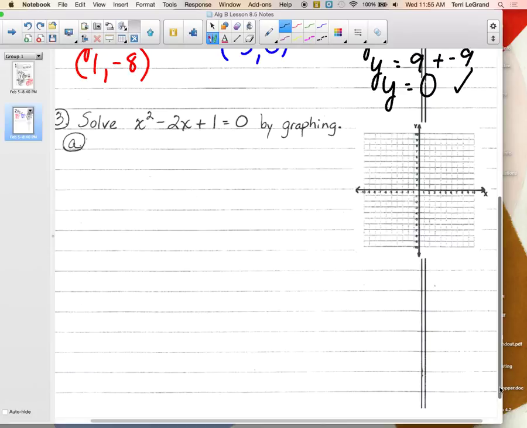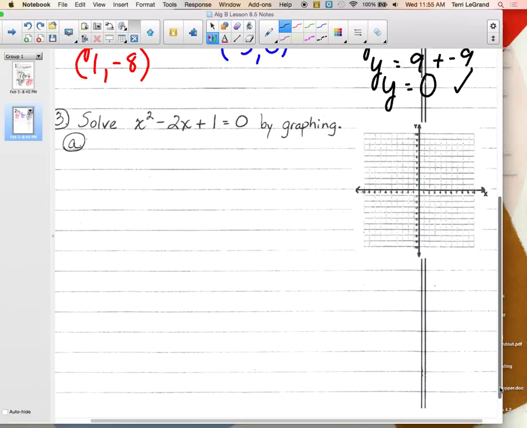Okay, let's do one more together here. What's going to be our first move? Get Y by itself. Or Y is already equal to 0. It's already done. Do we have to do our A's and B's yet?